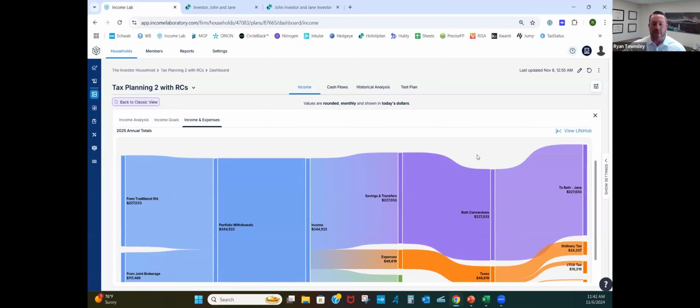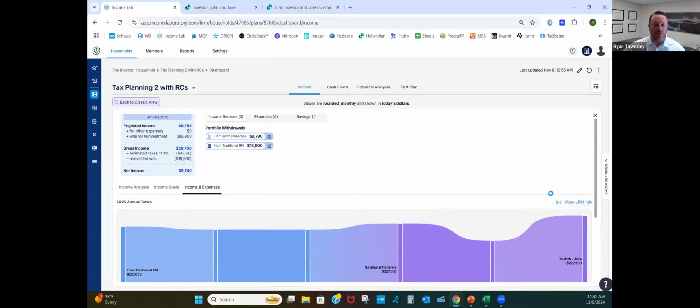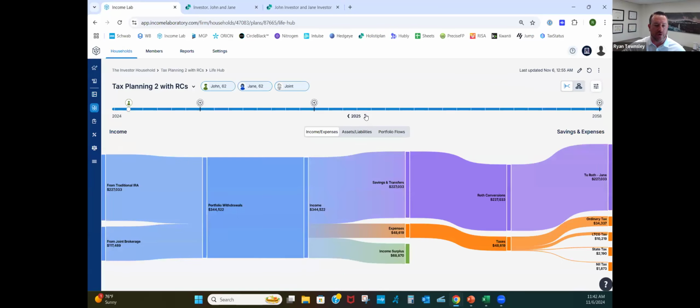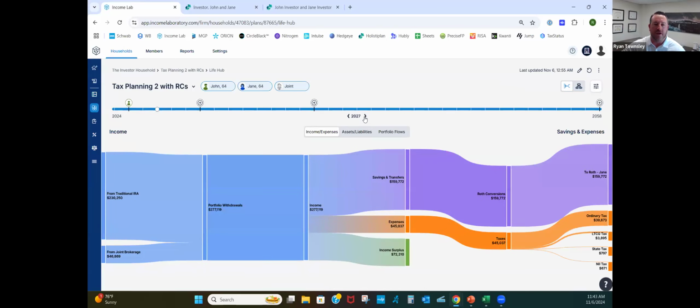They're not impacted by IRMAA since they're only 60 years old. So it's a beautiful thing. And you can actually show clients how this progresses in Income Lab over time. So you can see 2025, 2026, 2027, and all these aren't going to be exact numbers because we don't know what's going to happen with the tax code.